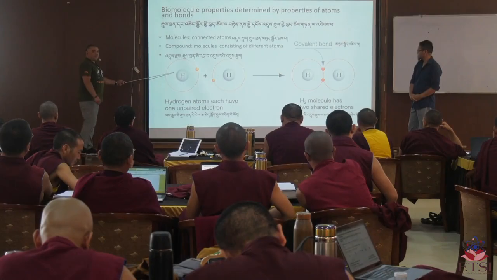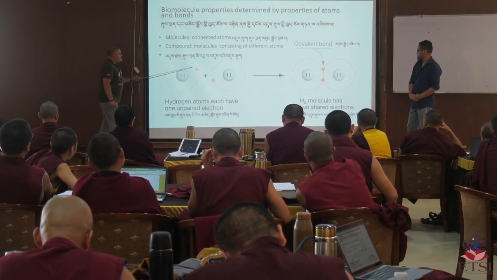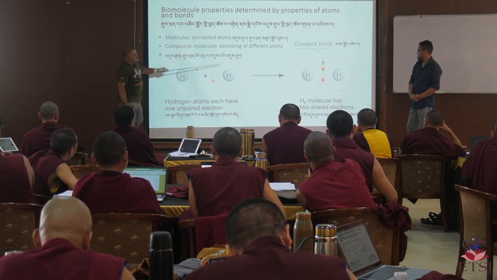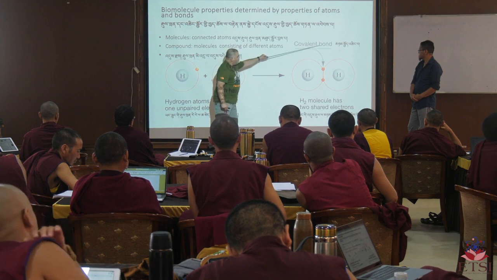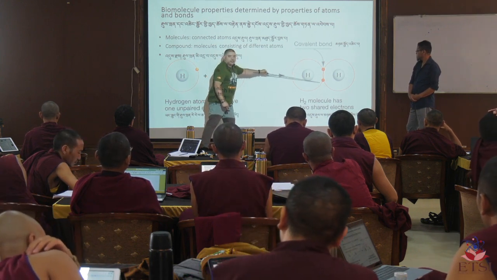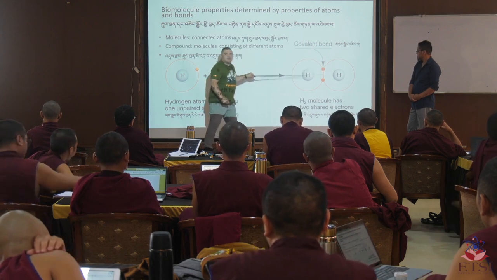So here we have two hydrogens coming together, one for this one for this one. They come together, they share those electrons, and we form a covalent bond. This is what we call when we start sharing electrons between two different atoms.